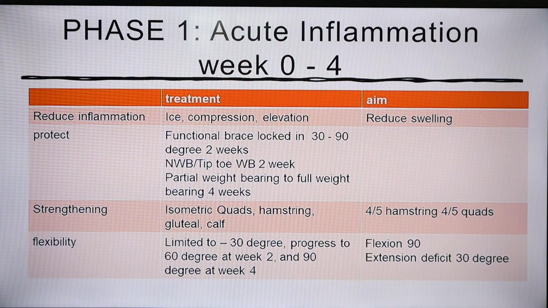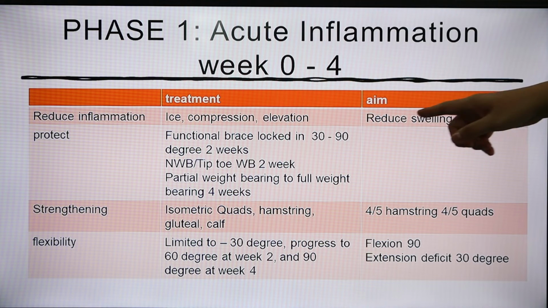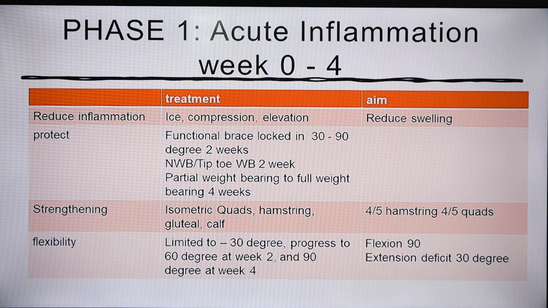For severe MCL, it is still controversial, but there is a conservative protocol for severe MCL. However, the protocol is quite long. At the acute phase, it is up to 4 weeks where we protect the MCL using a functional brace. Initially at 30 degrees, and every 3 weeks or every 2 weeks we will progress to 90 degrees. So 30 to 90. We allow no weight bearing, tiptoe weight bearing, or partial weight bearing.